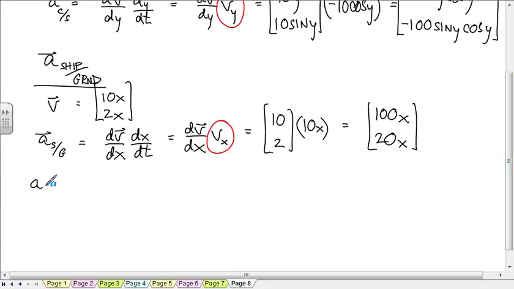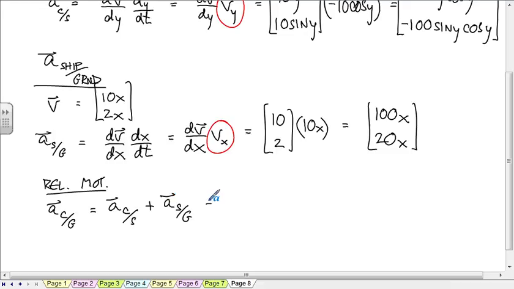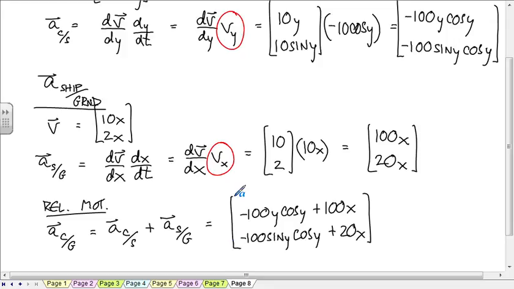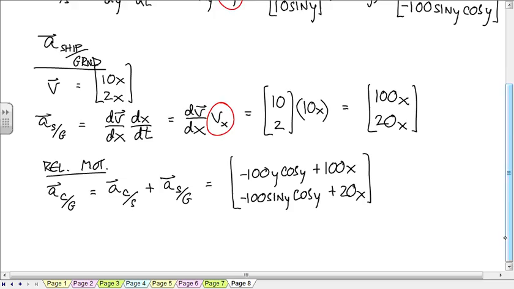And so now finally, relative motion equations say the acceleration of the car with respect to the ground is equal to the acceleration of the car with respect to the ship plus the acceleration of the ship with respect to the ground. And so that is negative 100y cosine y plus 100x, and then negative 100 sine y cosine y plus 20x. So the acceleration of the car with respect to the ground is a function of x and y. And now we're done with the right side of Newton's second law.